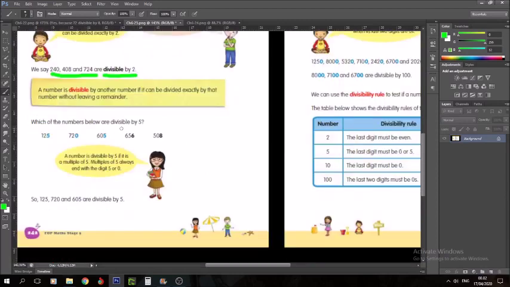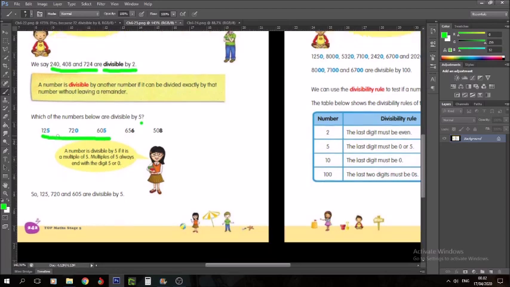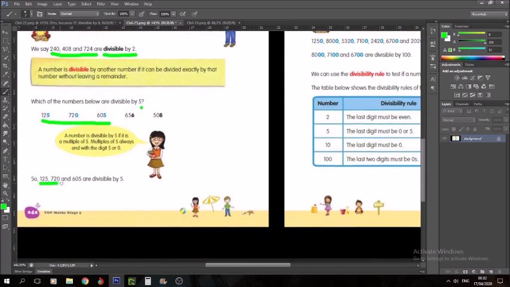Which of the numbers below are divisible by 5? A number is divisible by 5 if it is a multiple of 5. Multiples of 5 always end with the digit 5 or 0. So these numbers, look at the last digit, 5 or 0. So that means these numbers are divisible by 5.